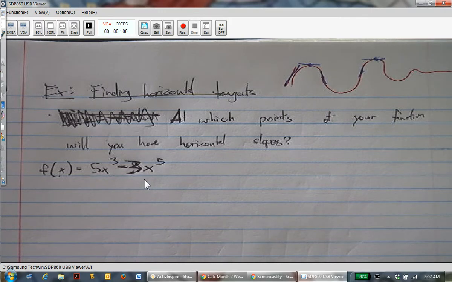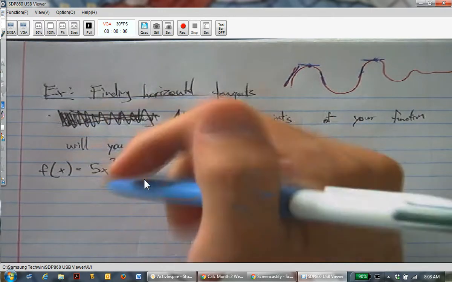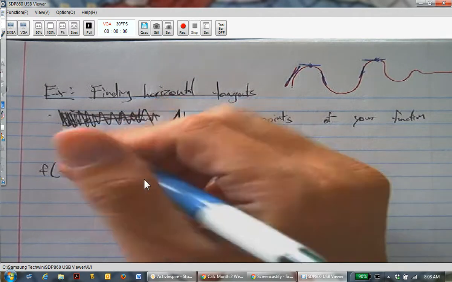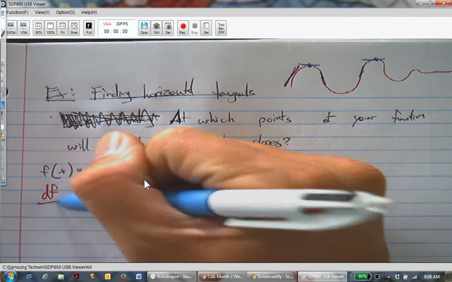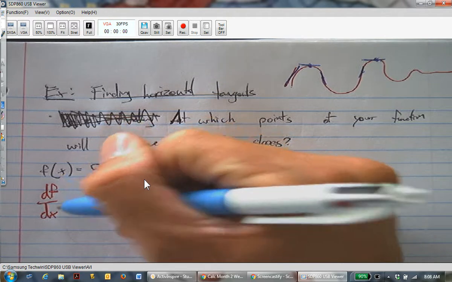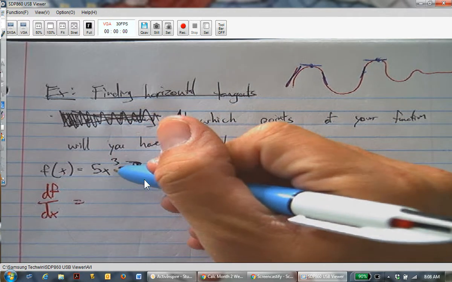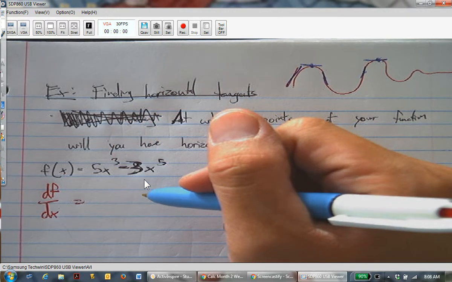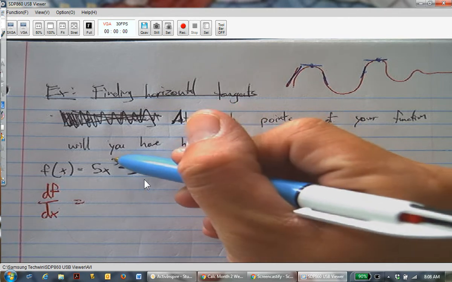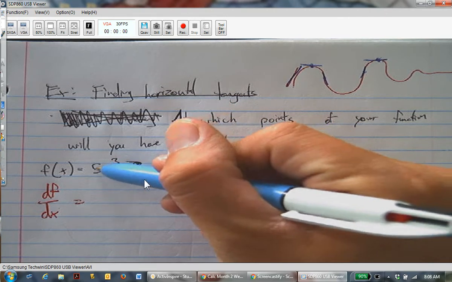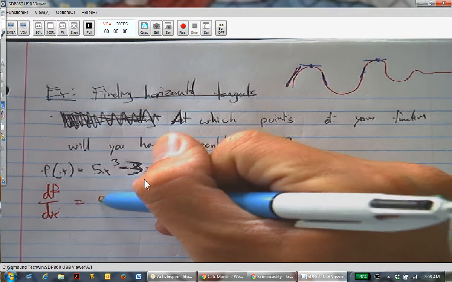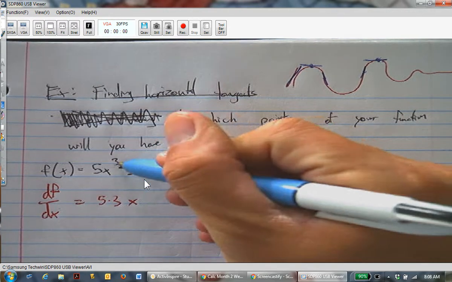Yes, Aaron. Right, so first you take the derivative, which is going to be 15x squared minus 15x to the fourth. So the derivative of f with respect to x is 15x squared minus 15x to the fourth. How did you get 15, by the way? The power. Very nice. So you took the exponent here, and then you multiply it to the coefficient, right? 5 times 3x. And what about the exponent?